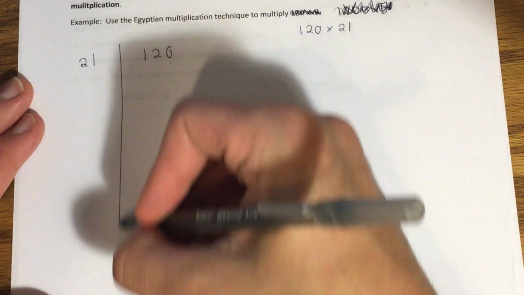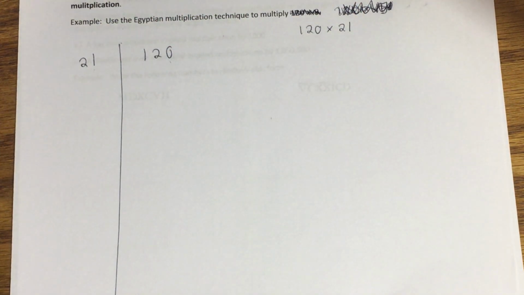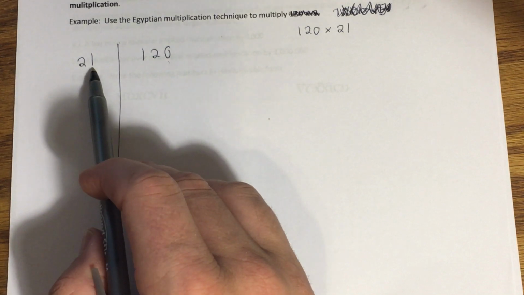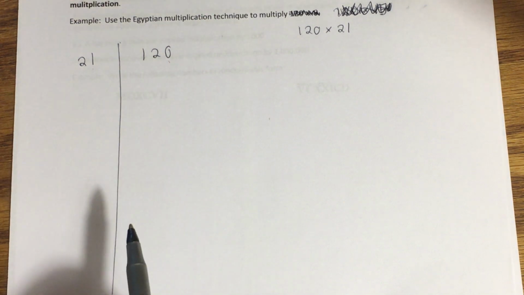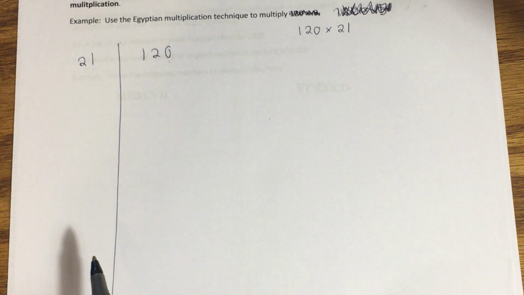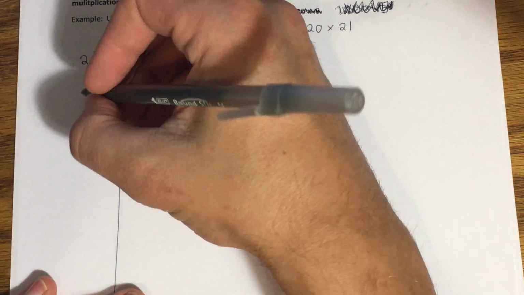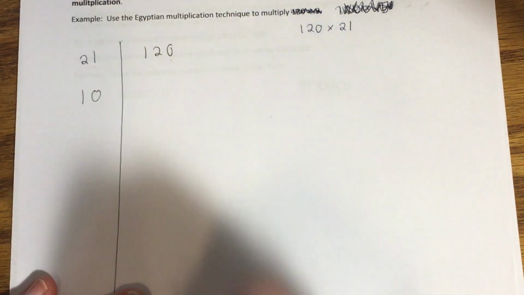Now, separating them into columns, I'm going to take half of this number. What is half of 21? Well, half of 21 is 10.5. And I'm going to just get rid of the decimal part of that. So 10.5, if I ditch the 0.5, I'm just left with 10.